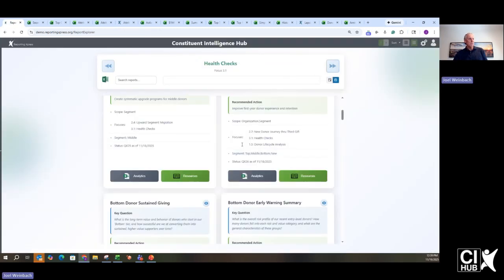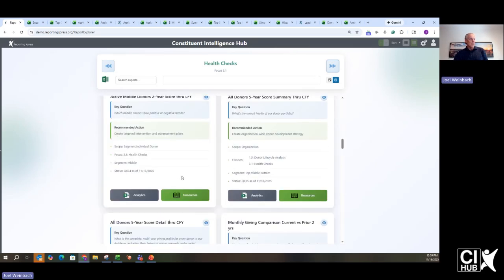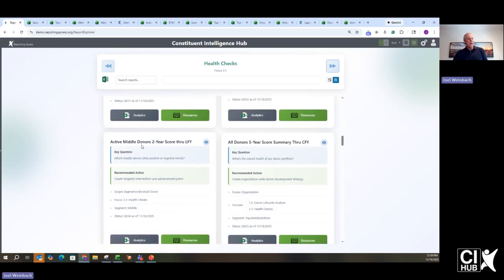Health checks, these are just things like what's going on in your donor base. These donor scores give you an at-a-glance visibility as to, over the last X number of years, has this individual donor's annual giving gone up or down? Have they given more frequently or less frequently? We give you a really easy way to see this data.